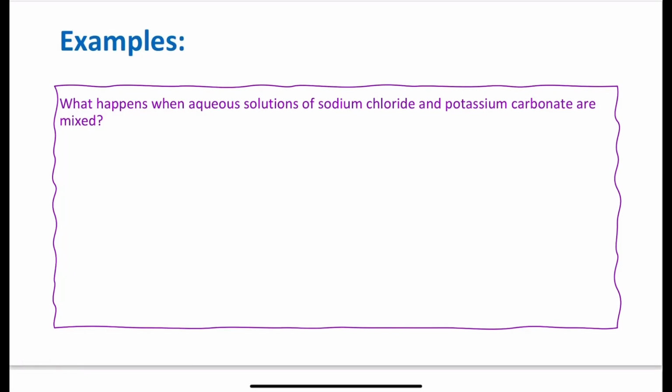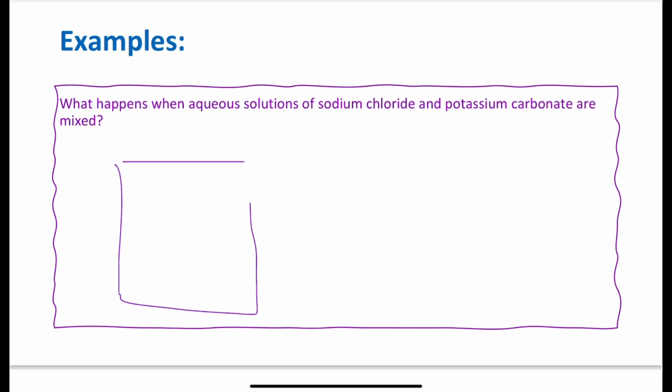In this video, we're going to pull together everything we've learned, looking at stoichiometry, solution stoichiometry, reaction predicting, all of it. Okay, so let's go ahead and see how we pull it together. First up, what happens when aqueous solutions of sodium chloride and potassium carbonate are mixed? Well, let's think about what this means.